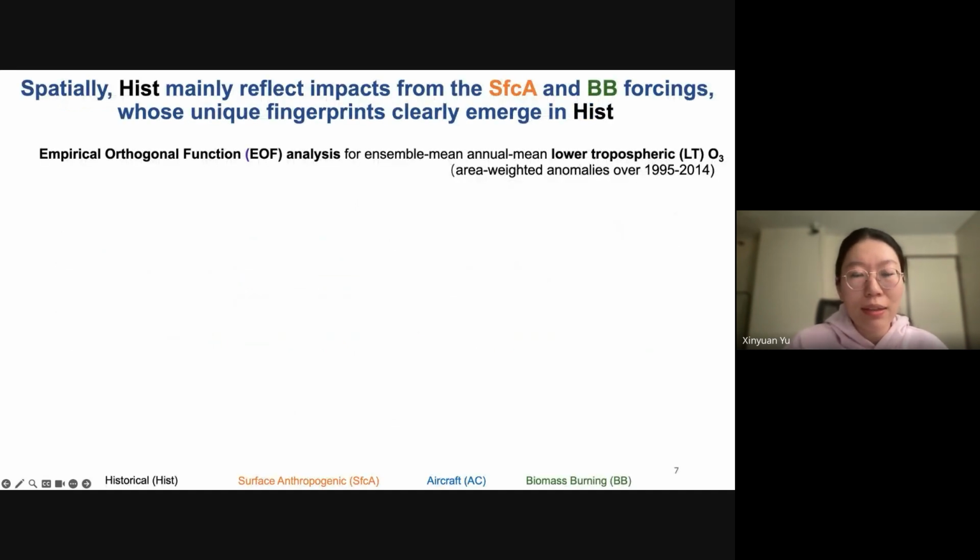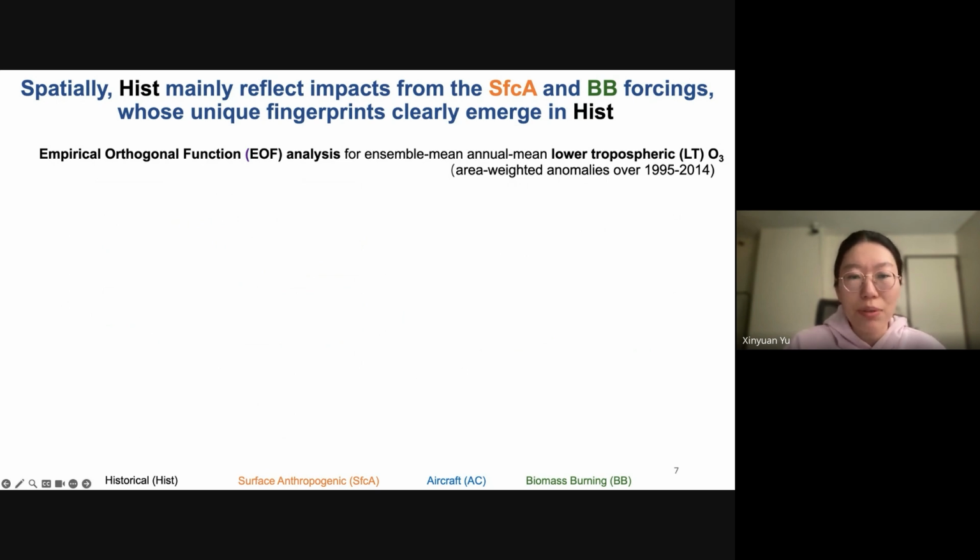Okay, what I showed previously is the global mean, so now we look at it spatially. We hope to define the anthropogenic fingerprints of individual sources, and thus provide attribution of ozone changes by comparing the fingerprint of a single forcing to that of HIST. Following the approach of many detection and attribution studies, the fingerprint is defined as the leading EOF of the ensemble mean ozone anomalies over this period.